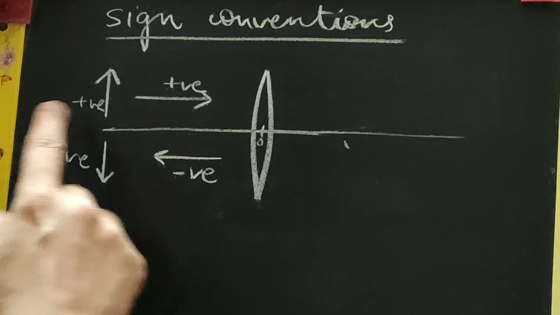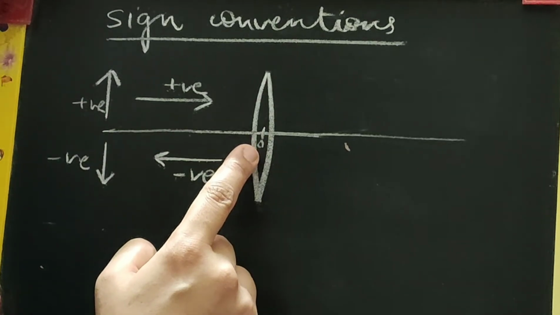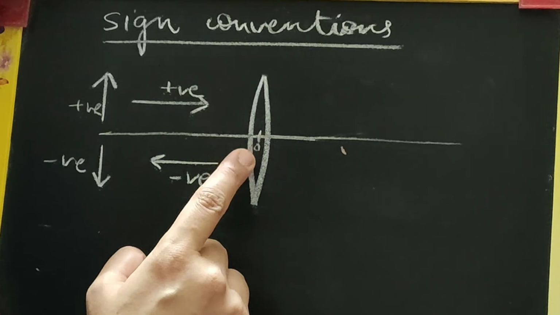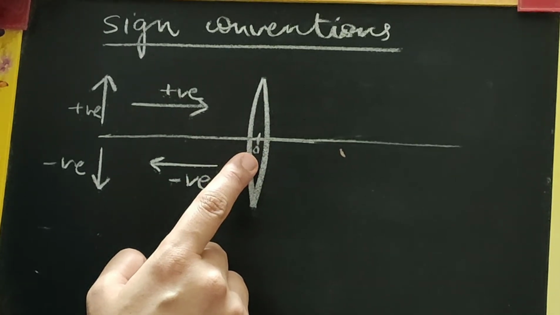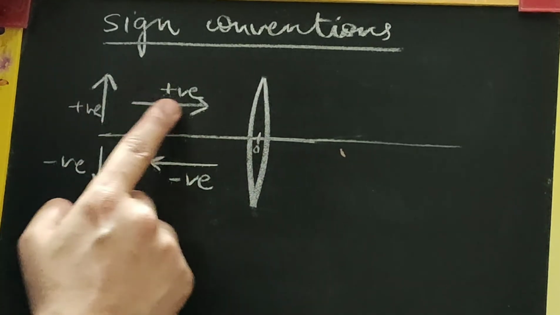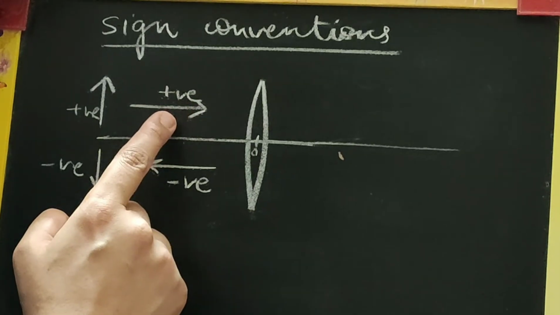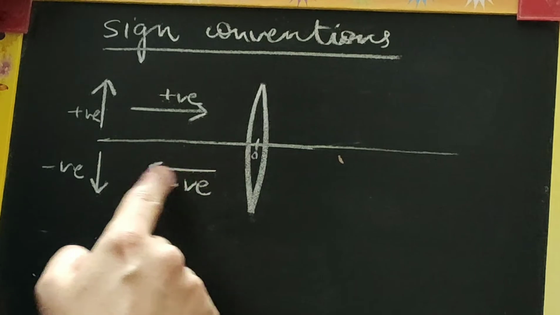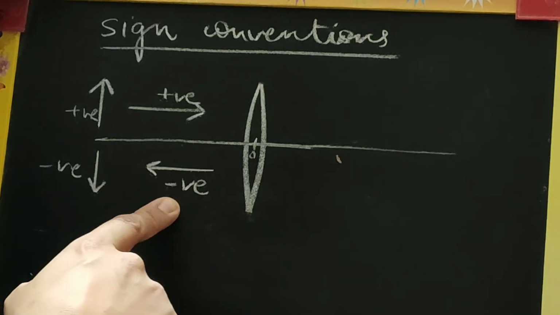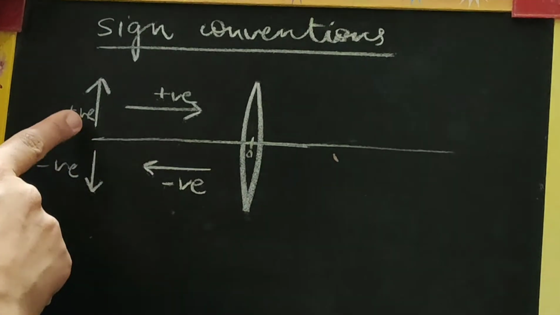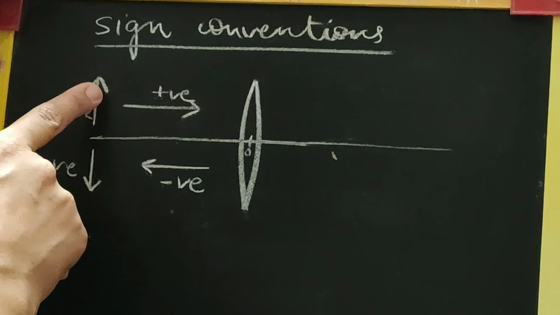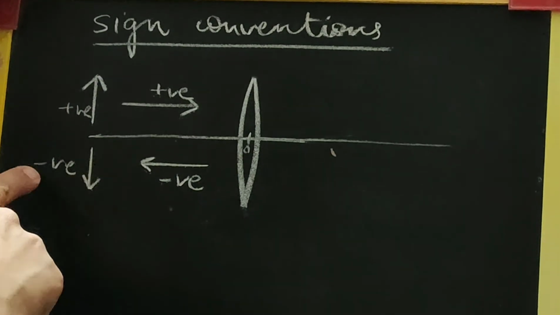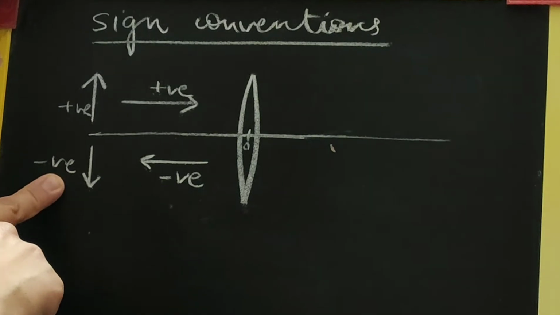I again repeat, all distances will be measured from the optical center. So this time optical center is going to be our reference point, or the origin you can say. All distances in the direction of the incident light will be taken positive, and the distances opposite to the incident light will be taken negative. All heights above the principal axis will be taken positive, and all heights below the principal axis will be taken negative.